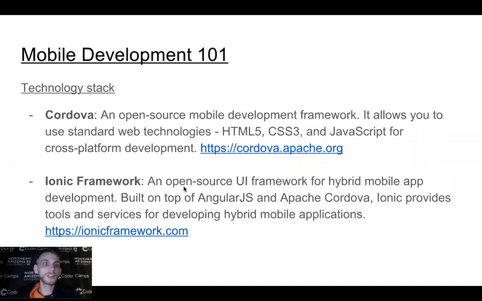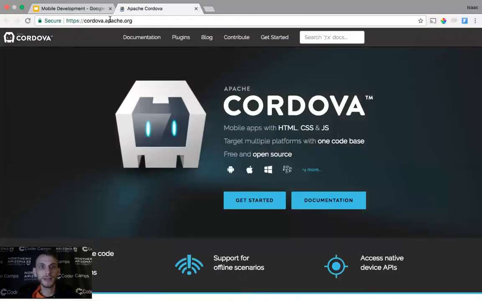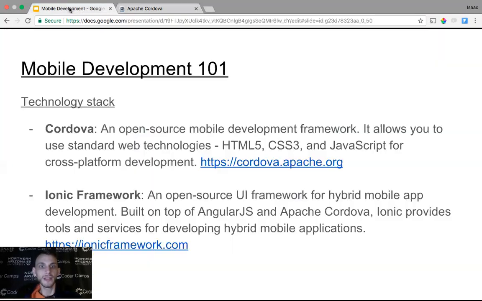Now let's talk about the technology stack we're going to be using. The first item is called Cordova. Cordova is an open source mobile development framework. It allows you to use standard web technologies such as HTML, CSS, and JavaScript for cross-platform development. Let's take a look at the official website for Cordova. If you need a reference to documentation, this is where you find it.